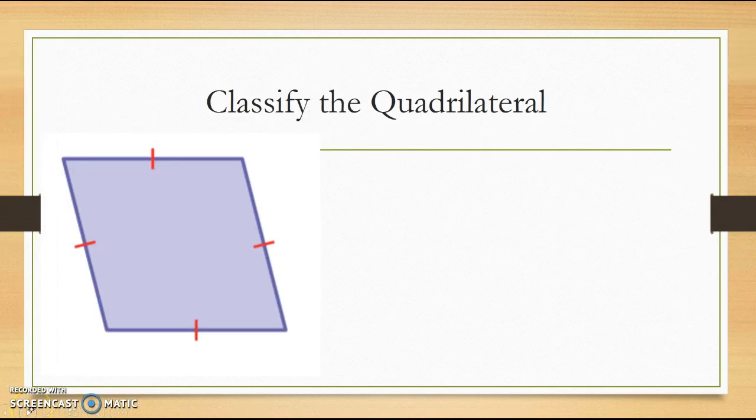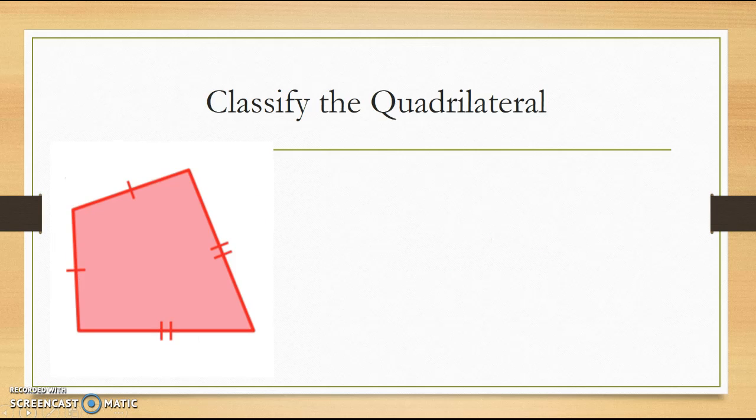So our first slide says to classify the quadrilateral. Here we see that each side has one of these tick marks, which means they are all congruent to one another. And if we were to look at our quadrilateral classification map, we'd see that this would be considered a rhombus. So this is a quadrilateral as well as a parallelogram, but to be more specific, a parallelogram that has all four congruent sides is considered a rhombus.